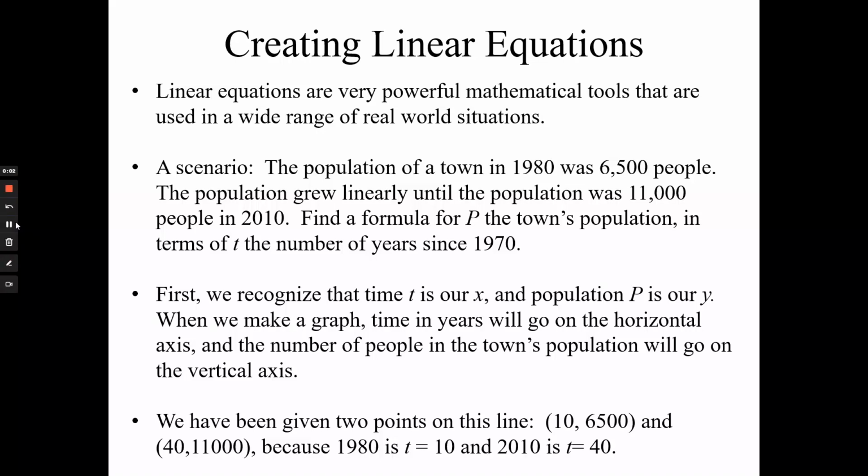Linear equations are useful, powerful, effective mathematical tools that we can use for many different real-world scenarios. So we're going to look at a couple of examples of how we can create linear equations given a scenario.